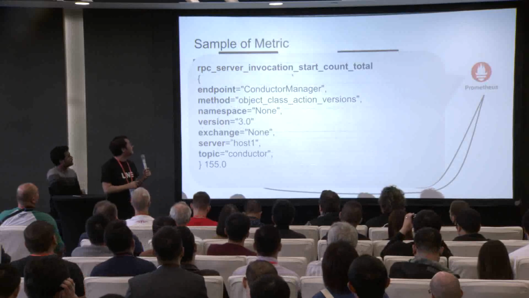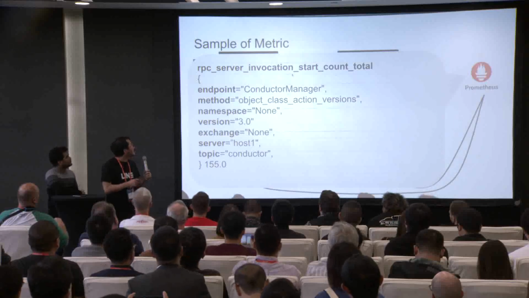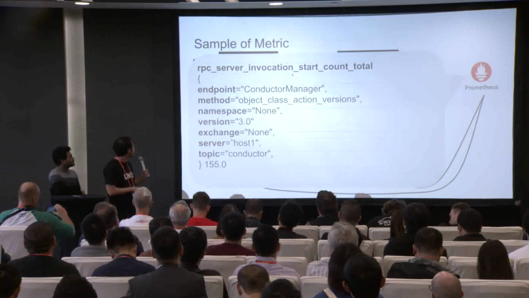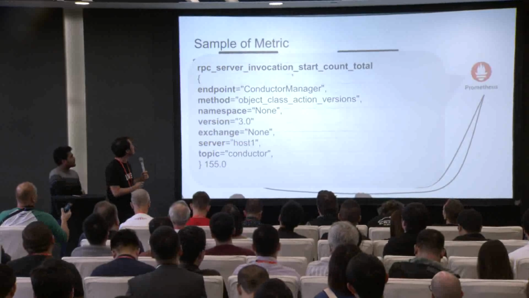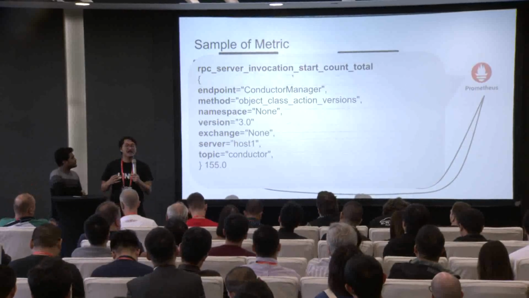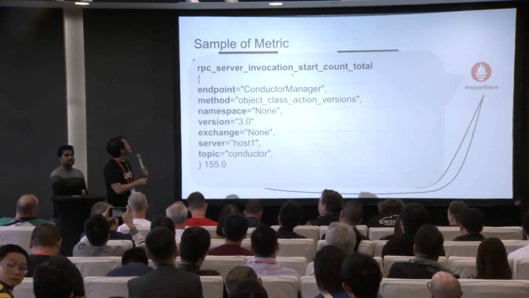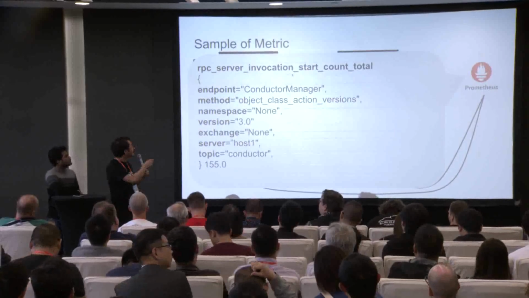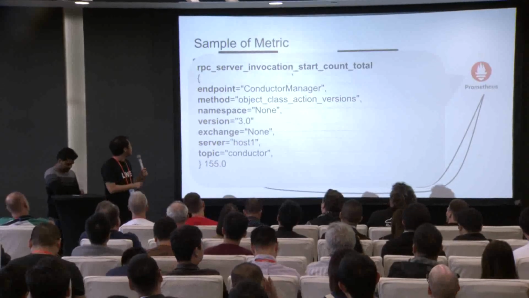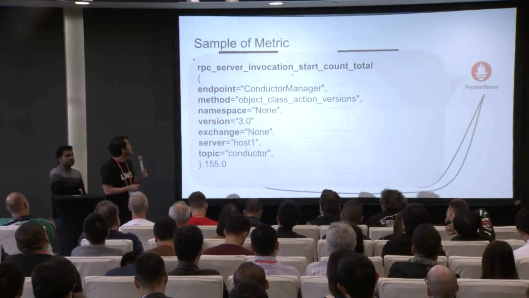This is a sample from one of the metrics, the RPC server invocation start count total. This represents the RPC start count. These metrics have seven different fields. The first four fields are about RPC servers, and the last three fields are about messaging bus related information. From the top, endpoint represents the RPC server class, and method represents the RPC server's method. Namespace and version are also about the RPC server's class. This sample was collected from the Nova Conductor. So the endpoint here describes conductor manager, and the method is object class action versions. The last three fields are exchange, server and topic. This is all about which exchange and which topic this RPC server is bound to.